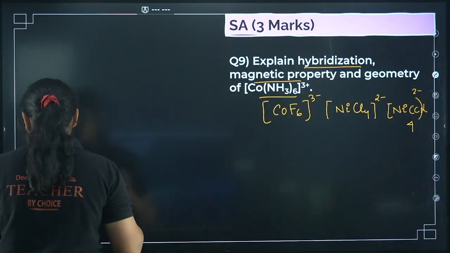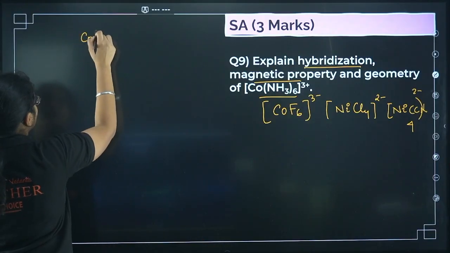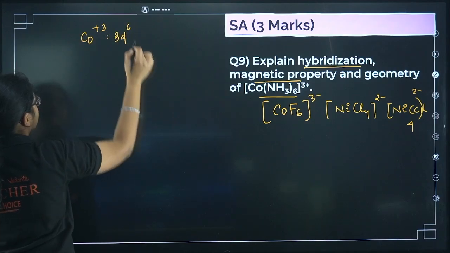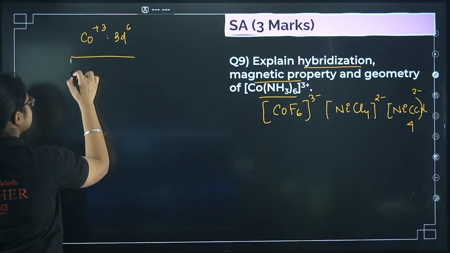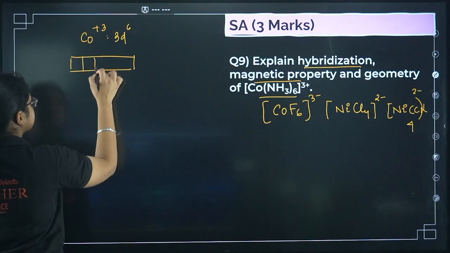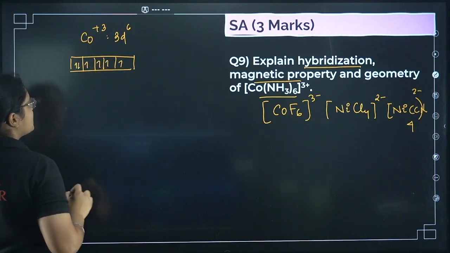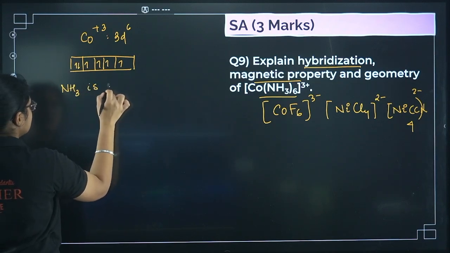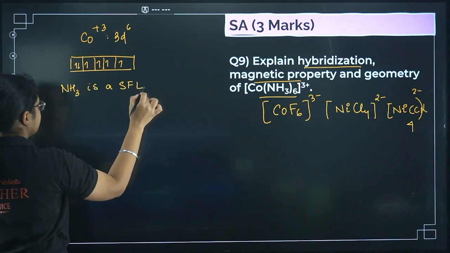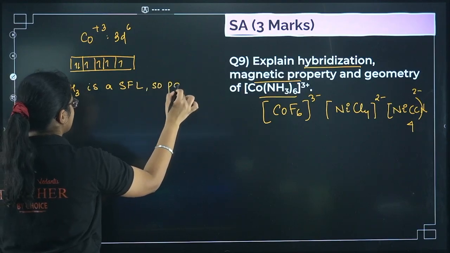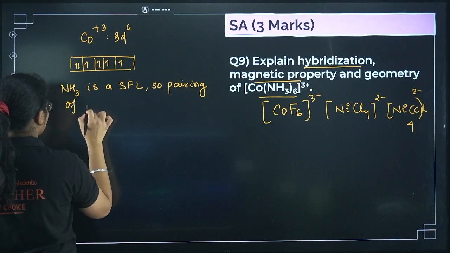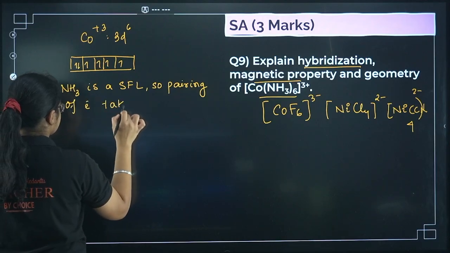So first, what's the oxidation state of cobalt here? Cobalt oxidation state is +3. What is the electronic configuration then? 3d6, right? You can draw like this, 3d6, 1 2 3 4 5 and then 6. Now you have to talk about the ligand here. NH3 is a strong field ligand. So pairing of electrons will take place.